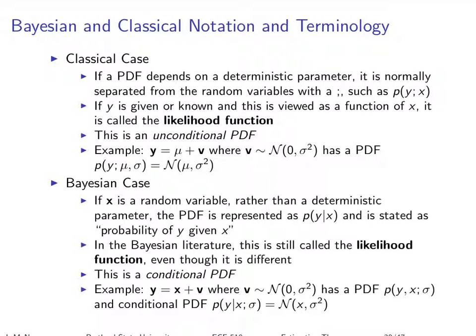The related idea in the Bayesian case is if x is a random variable rather than deterministic, then the PDF is represented as a conditional probability. This was an unconditional probability. It's parameterized by mu and sigma, but it's not conditioned on anything, whereas this one is a conditional probability.